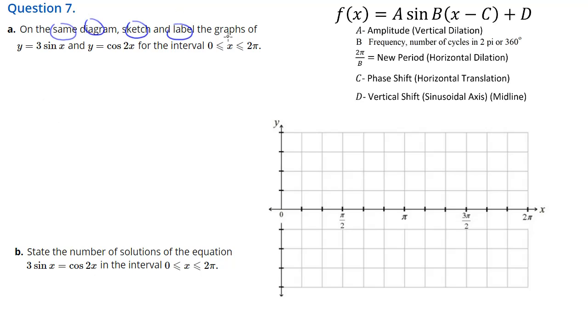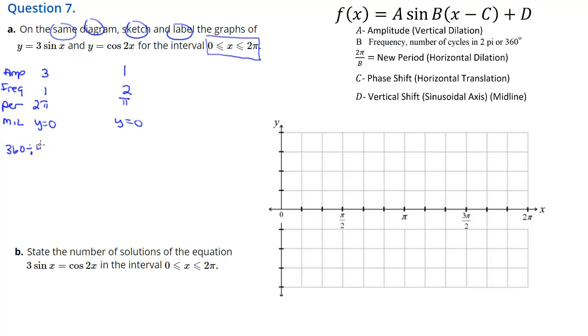In question number 7, we want on the same diagram a sketch of these two graphs. Well, let's go ahead and get the information. We've got an amplitude of 3. One has a frequency of 1, and the other has 2. Period then would be 2 pi for the one, and then it's going to be pi for the other one. The midline for both of them looks like it's going to be y equals 0.